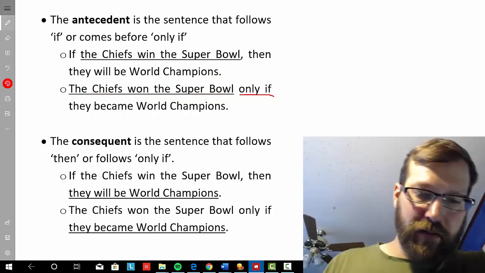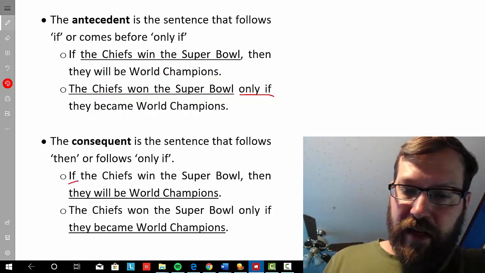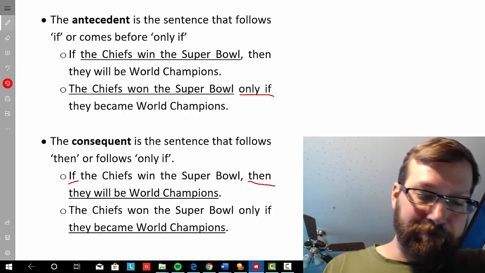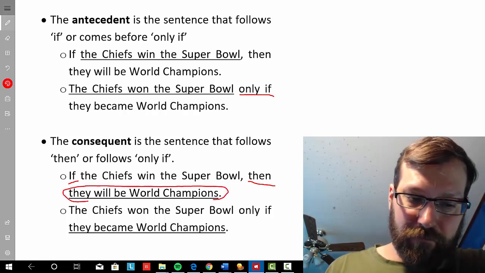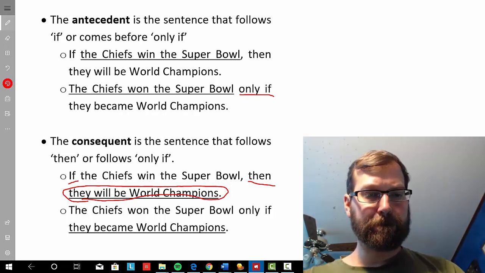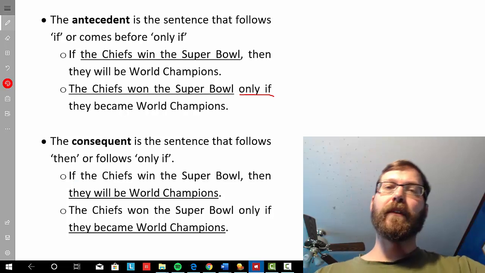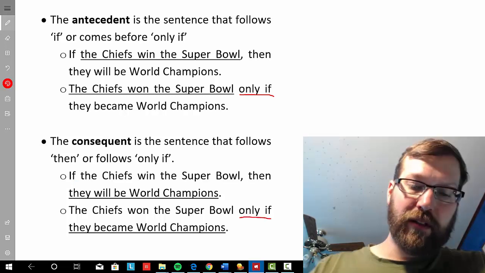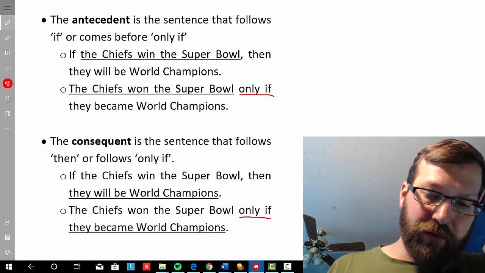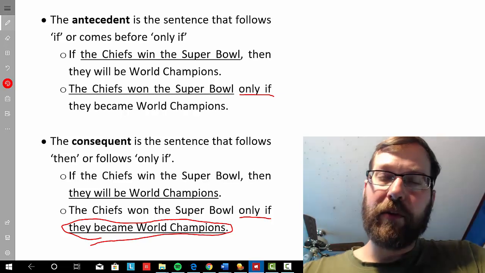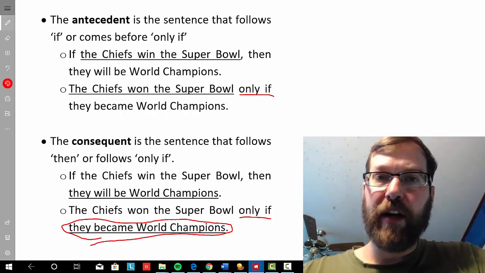The consequent, if we're dealing with the if-then locution, is what follows the then. So in this case, they will be world champions. And when dealing with the only if locution, it again is what follows. So again, it's going to be, they became world champions.